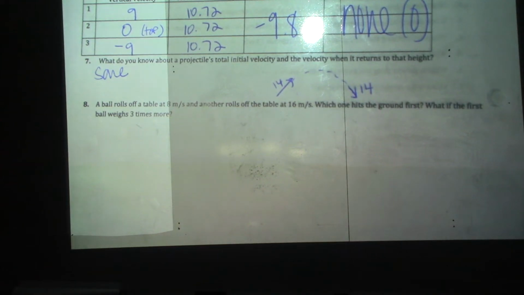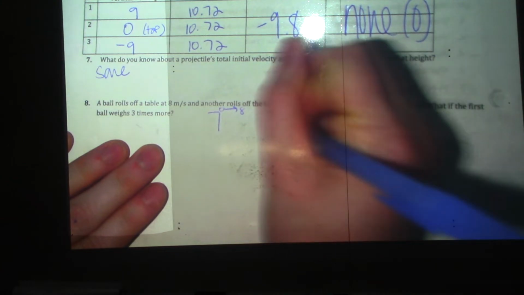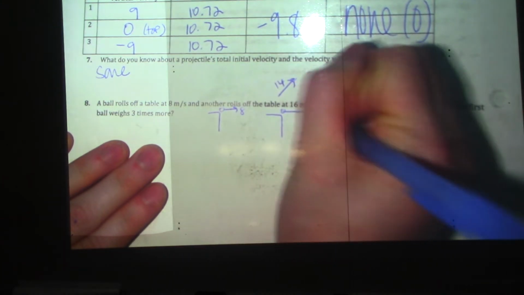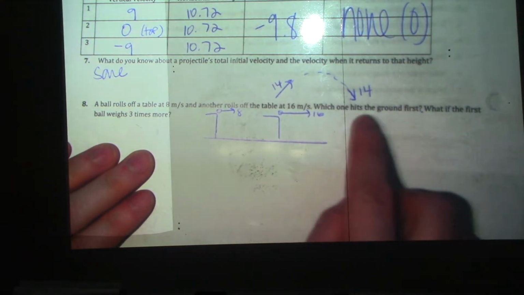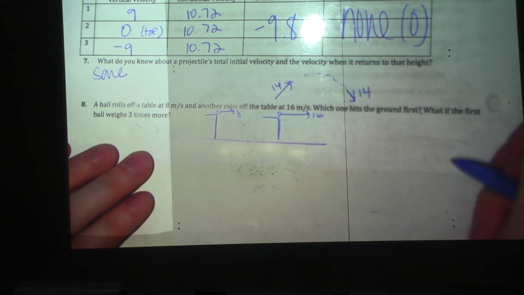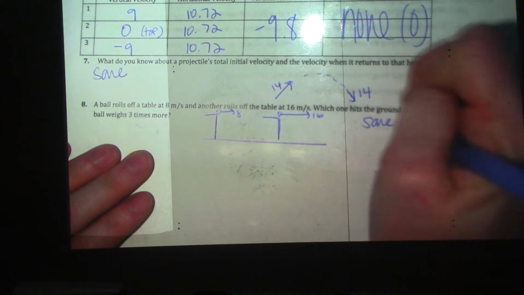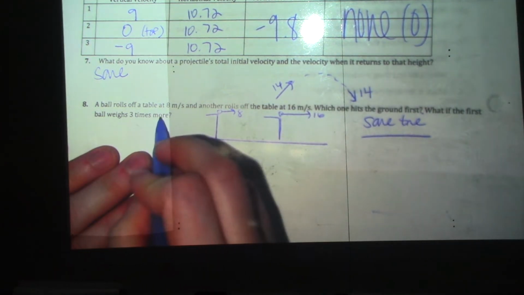A ball rolls off a table at 8 meters per second. Another one rolls off the table at 16 meters per second. Which one hits the ground first? Well, we already set up here that going faster in the x direction isn't going to matter because when we're talking about time, all we care about is y. As long as it's the same table, it should be the same height, so this would be the same time. What if the ball weighs 3 times more? Well, we know that mass isn't going to affect how long it takes to fall down, so still the same.